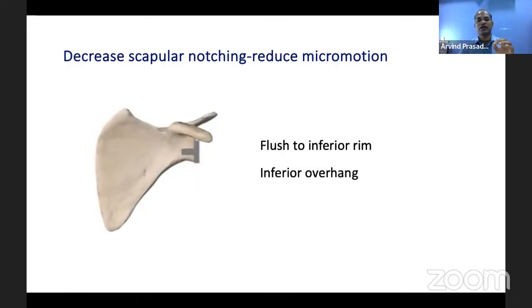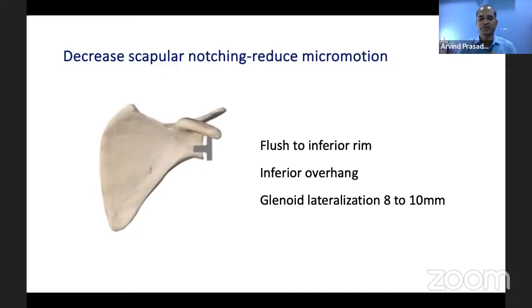As well as, if anything has to overhang, that should be on the inferior side. And there is a little bit of glenoid lateralization also. This again prevents scapular notching. And this glenoid lateralization can be up to 8 to 10 millimeters. And if there is any tilting, it should be inferior, not superior. Even inferior tilting again decreases the scapular notching.